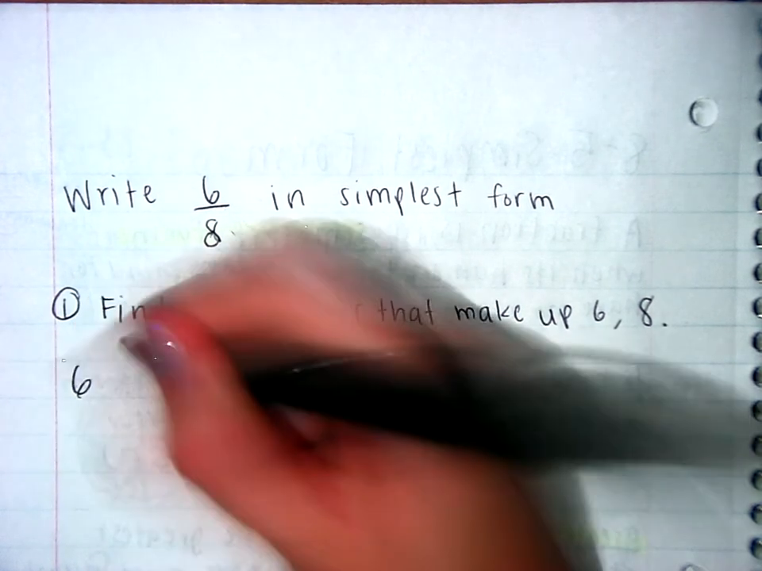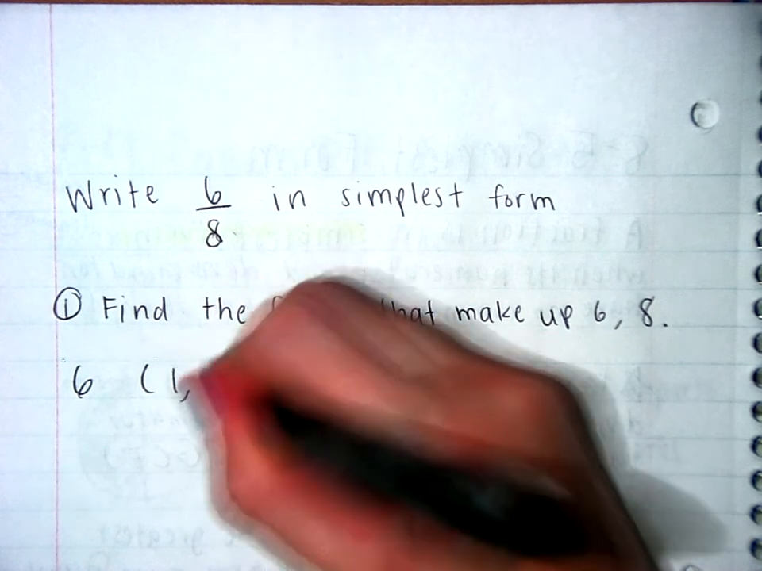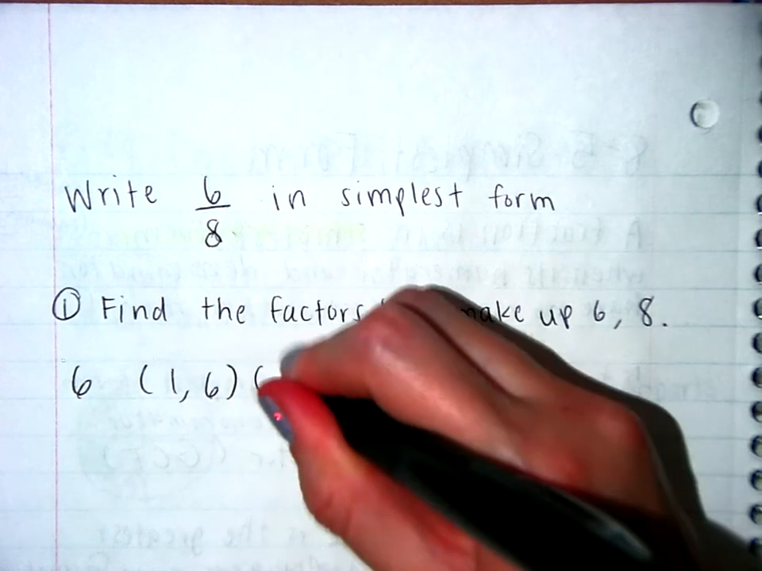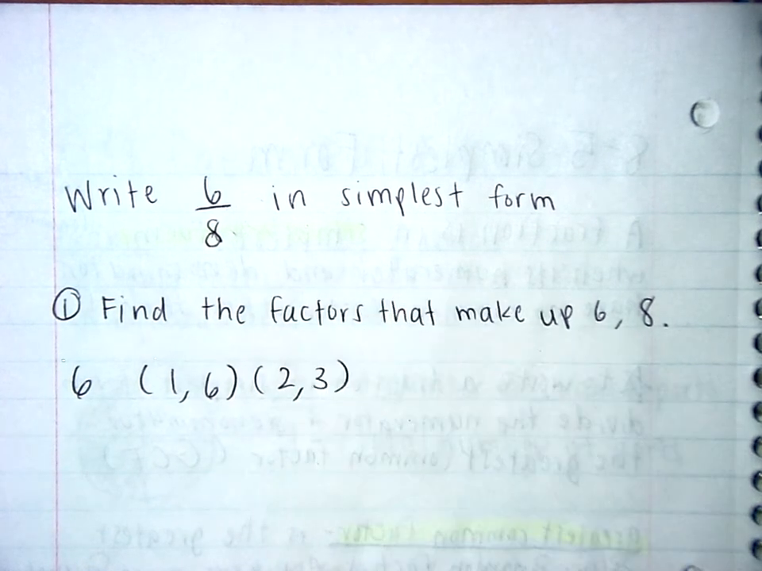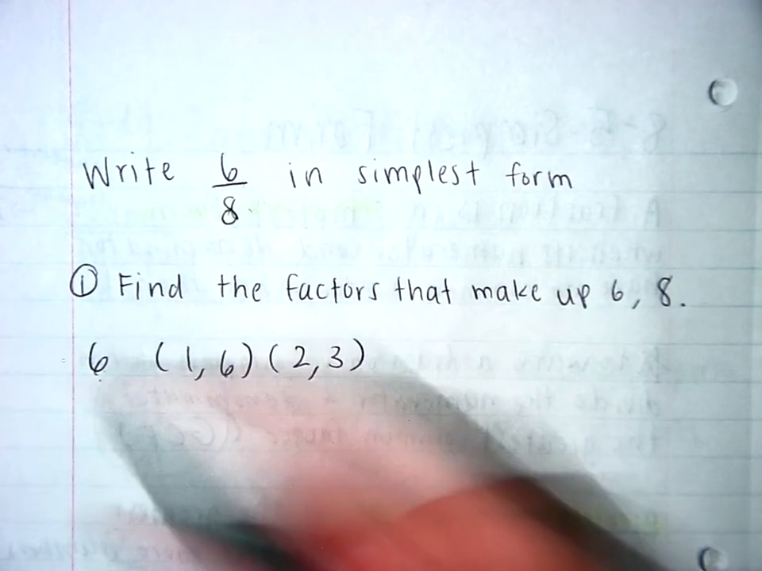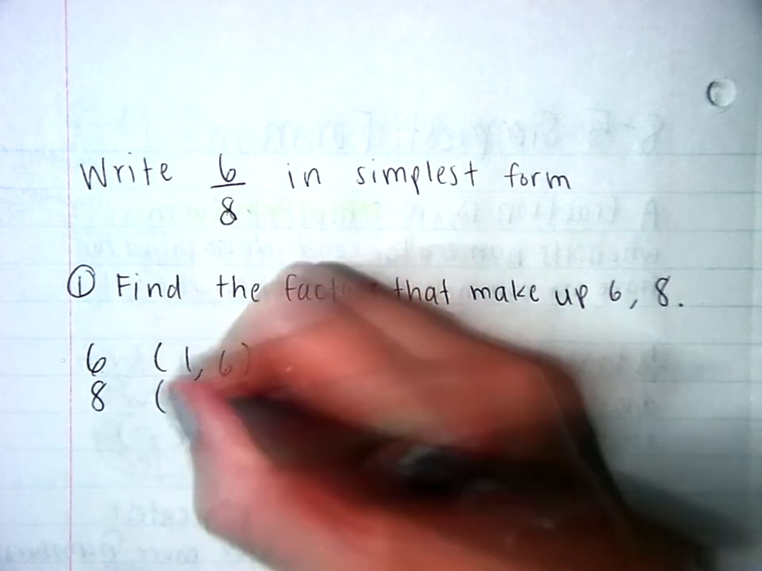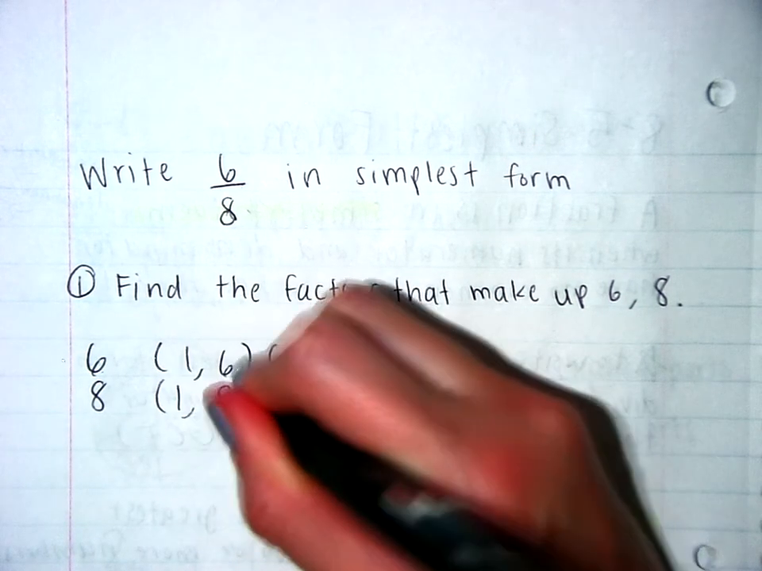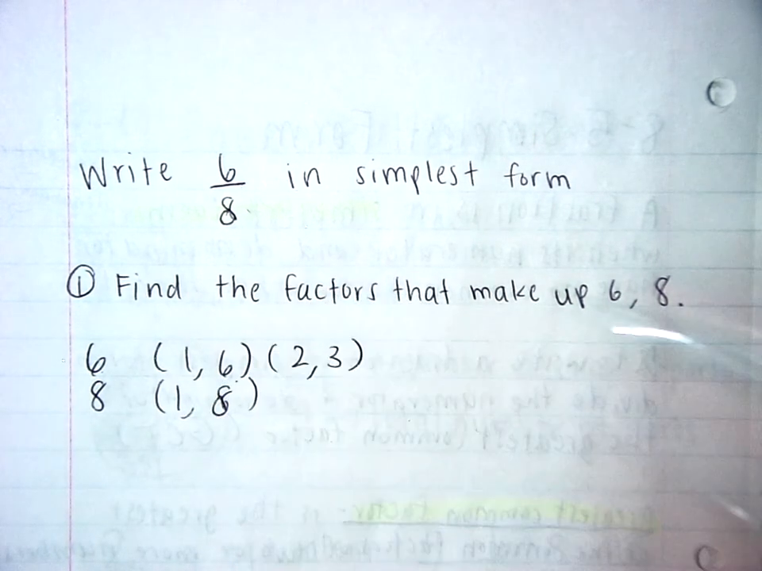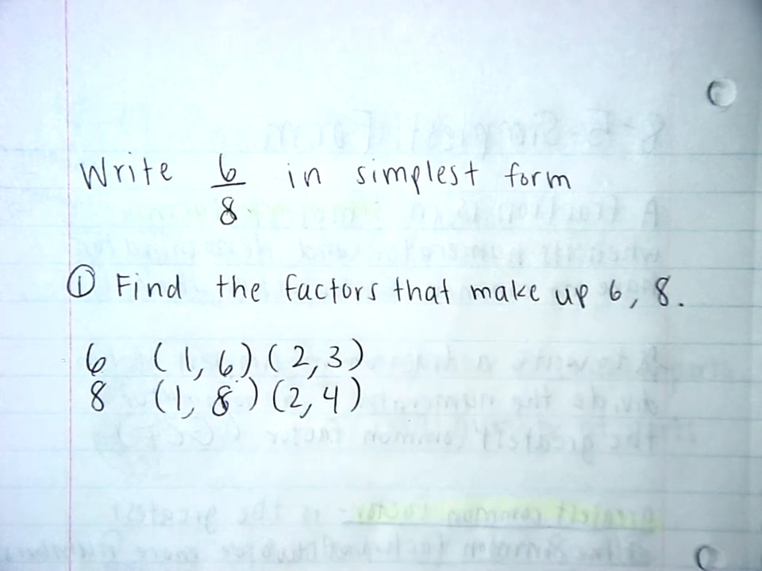So here's 6. So I know that the factors that make it up are 1 and 6 and 2 and 3. Those are the only factor pairs that would give me the number 6. So I finished with the numerator. Now I'm going to find the factor pairs for 8. So 1 and 8 will give me 8, and then 2 and 4 will do it as well.